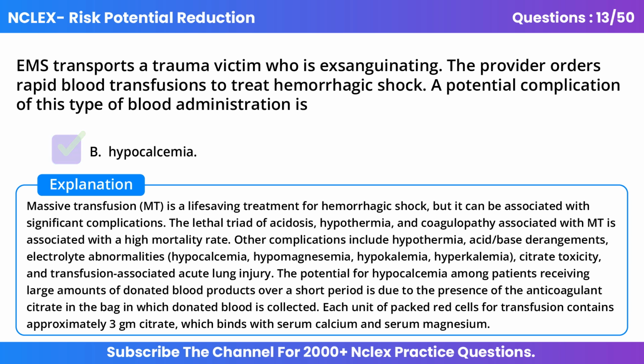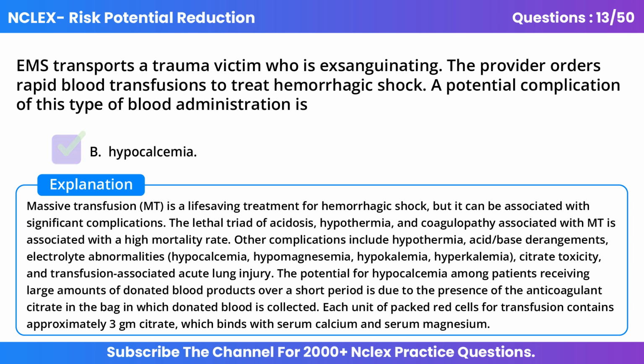Massive transfusion, MT, is a life-saving treatment for hemorrhagic shock, but it can be associated with significant complications. The lethal triad of acidosis, hypothermia, and coagulopathy associated with MT is associated with a high mortality rate. Other complications include hypothermia, acid-base derangements, electrolyte abnormalities, hypocalcemia, hypomagnesemia, hypokalemia, citrate toxicity, and transfusion-associated acute lung injury.